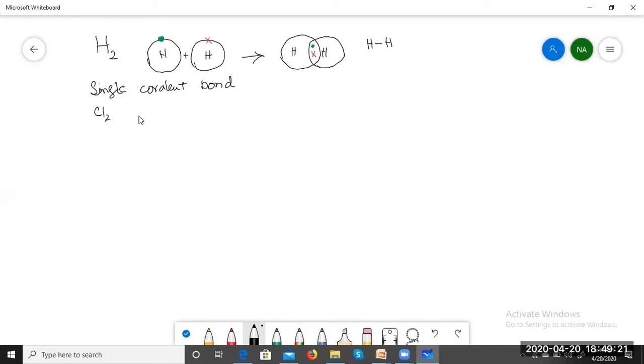Chlorine belongs to which group? It belongs to group 7. Yes, very good, group 7. How many electrons does it have in its valence shell? Because we have to draw the valence shell only. Ma'am, in its valence shell, it has 1 electron.